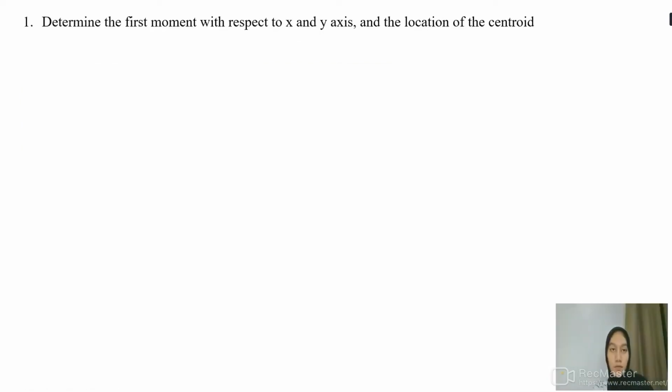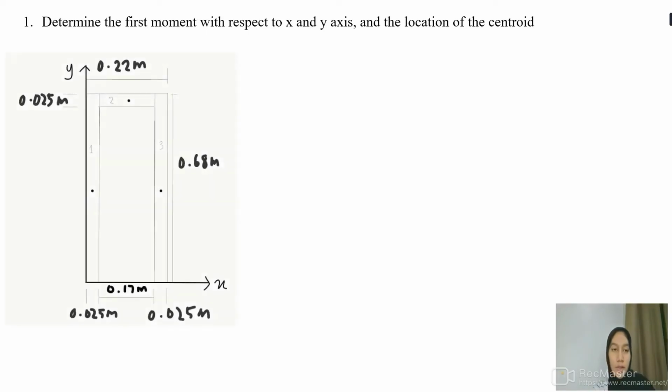First of all, we have to determine the first moment with respect to the x and y axis and the centroid of the whole structure. By looking at it, we can actually obtain the x-coordinate of the centroid, which is half of the horizontal distance here, because if we put a vertical line here, we can see that the structure is symmetrical. But we're going to compute it one by one, and in order to do that, we have to find the centroid for each rectangle. It's just at the center, so here's the centroid for rectangle 1, centroid for rectangle 2, and centroid for rectangle 3.